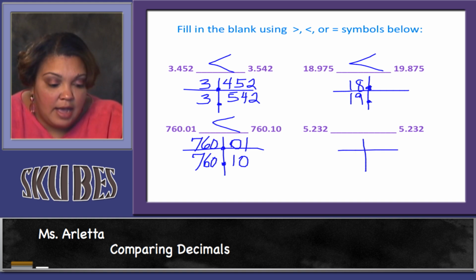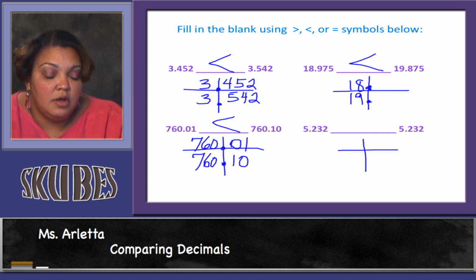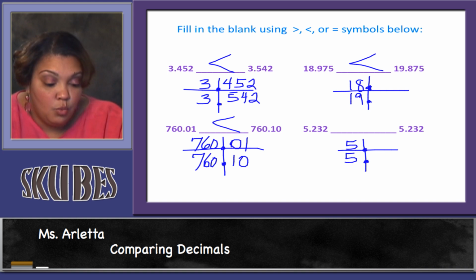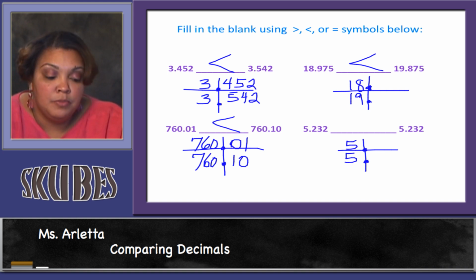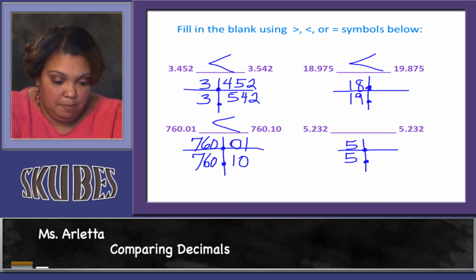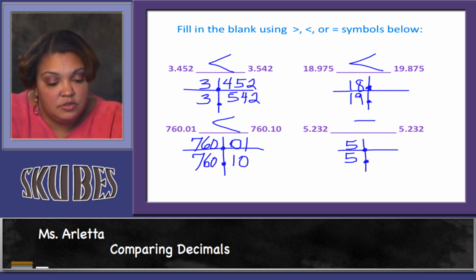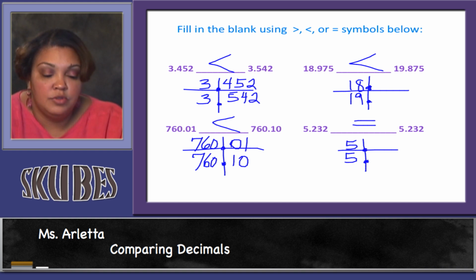And the last one, I see both of the numbers in front of the decimal point are 5. So we do have a comparison here, and we need to go further than just the 5. We need to look at the digits to the right of our decimal point. Here I see a 232 on the left, and I see a 232 on the right, which means they are equal. So we can basically just put our equal symbol, because neither is greater than the other. They are indeed equal.